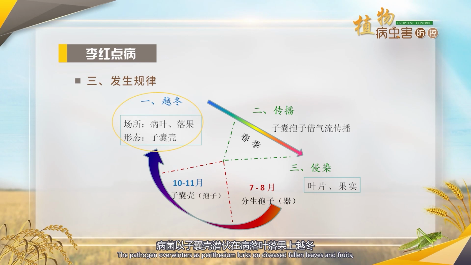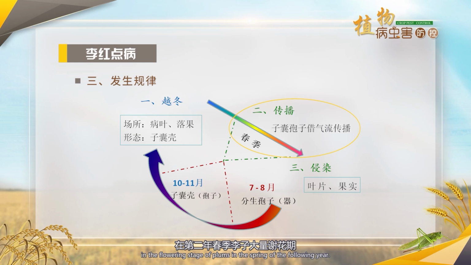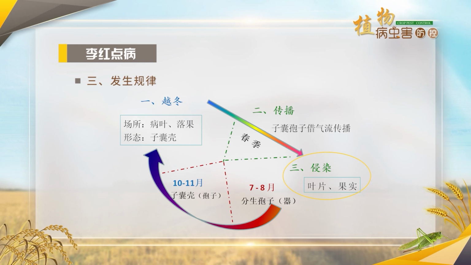Third, next, let's see how plum red spot occurs and develops. The pathogen overwinters as perithecia on diseased fallen leaves and fruits, and produces ascospores in the flowering stage of plums in the spring of the following year. It spreads with wind and rain, initially infecting leaves and fruits, causing plum red spot in the current year. In midsummer and late autumn and early winter, pycnidia and perithecia are produced respectively, and the conidia have no infection effect. The pathogen finally overwinters as perithecia.